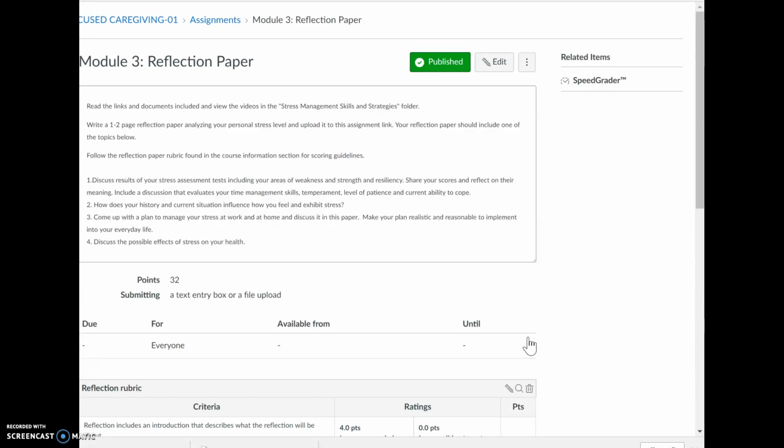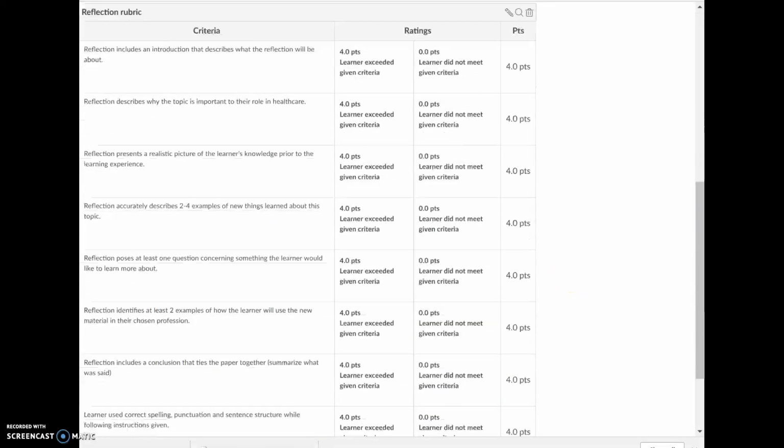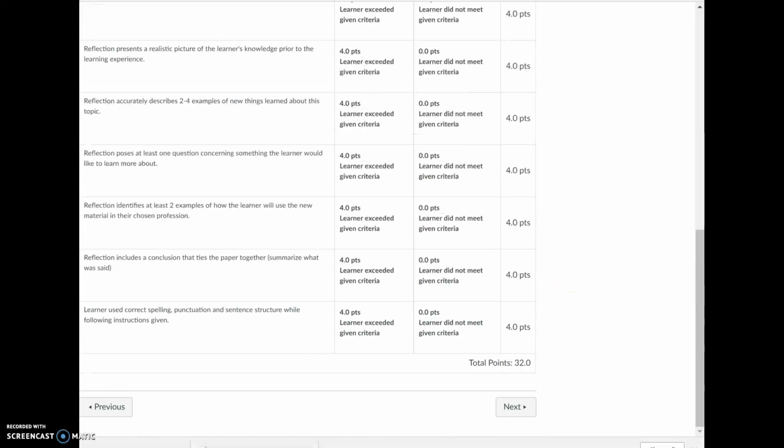You are going to read the links and documents that are included, as well as the videos regarding stress management skills and strategies. Then you're going to write a 1 to 2 page reflection paper analyzing your personal stress level, and upload it to this assignment link. Follow the reflection paper rubric found in the course information for the scoring guidelines. Make sure to look through 1 through 4 found here when you are writing your paper, and follow the rubric guidelines to ensure maximum amount of points.